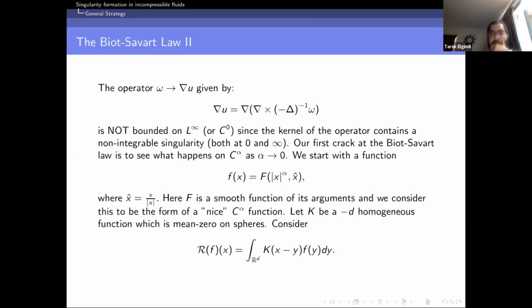Okay, so you think K is minus d homogeneous and mean 0 on spheres. So K is some kernel. And you consider this operator, which is understood in the principal value sense, this integral. So this is, of course, the Biot-Savart law. So the law which gives gradient u from omega is within this class. Right? So you can think of it as a minus d homogeneous integral operator.